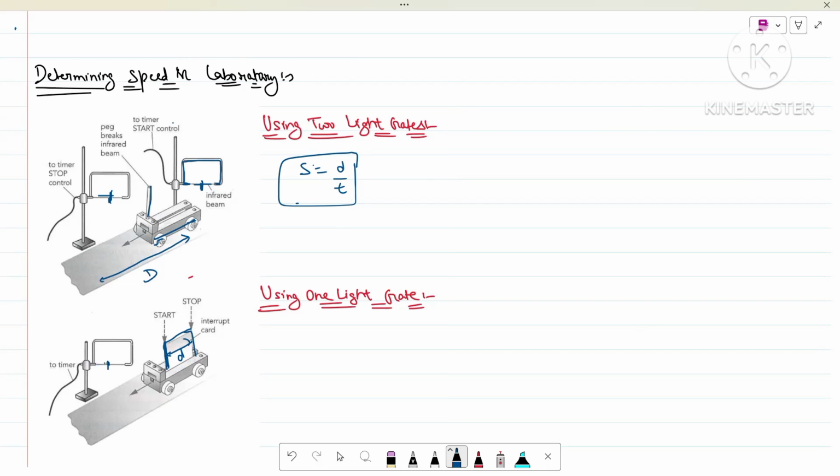Until the signal is interrupted, the timer stays on. When the last end of the card comes out of the signal, the signal is restored and the timer will be switched off. We know the length of this card, and from the timer we will know the time. Again, using the formula speed is equal to distance by time, we can find the speed.